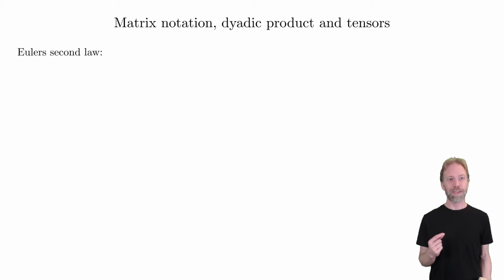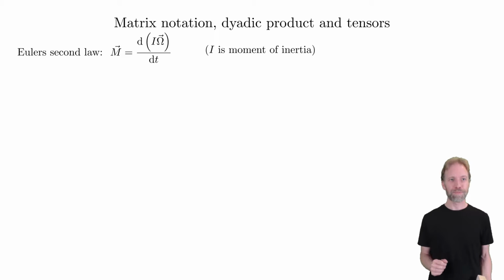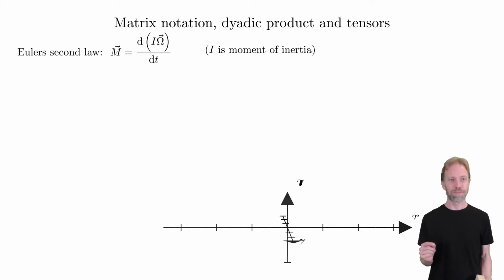The first example is Euler's second law, which simplified can be written as the bending moment equals the time derivative of the moment of inertia I multiplied by the rotational velocity omega. Let us demonstrate this with an example. Start by writing the equation using matrix notation.